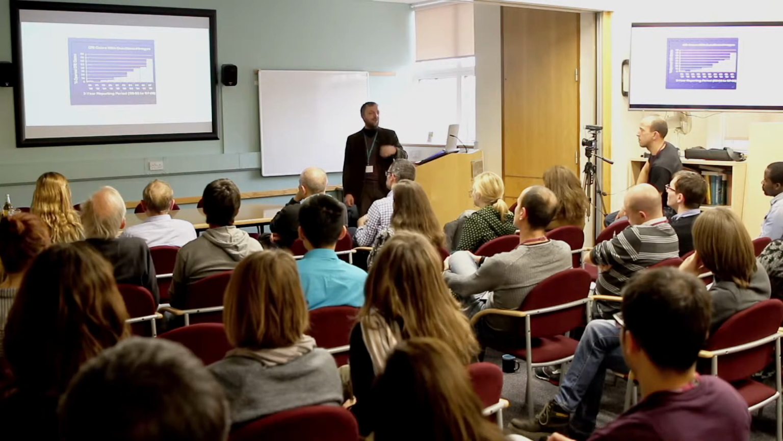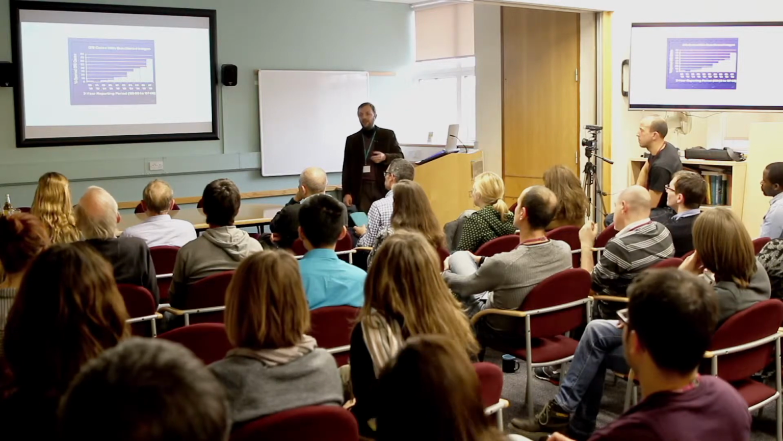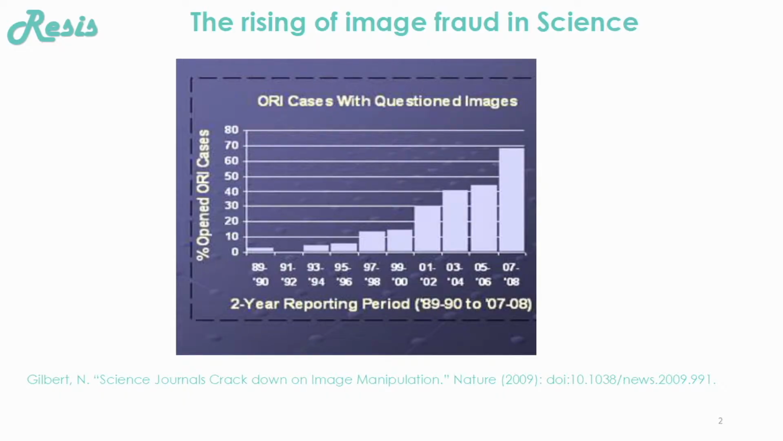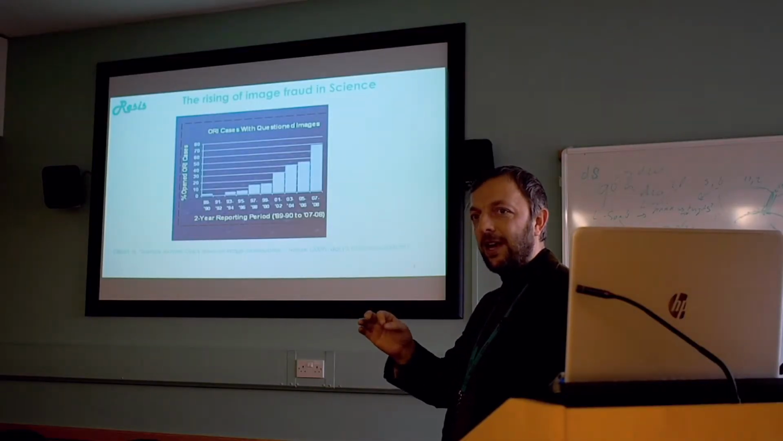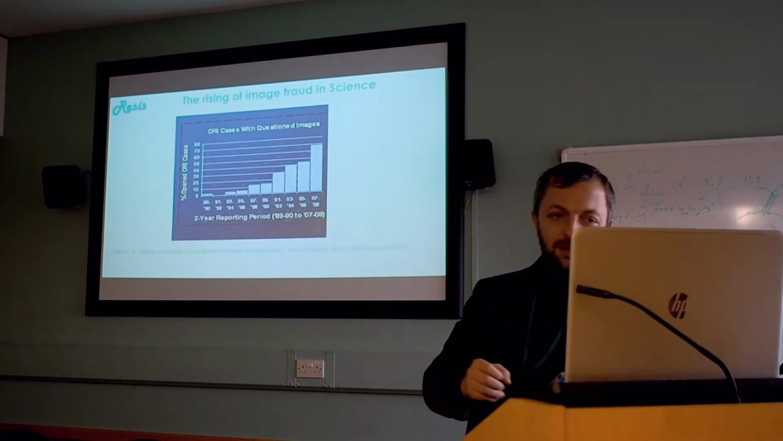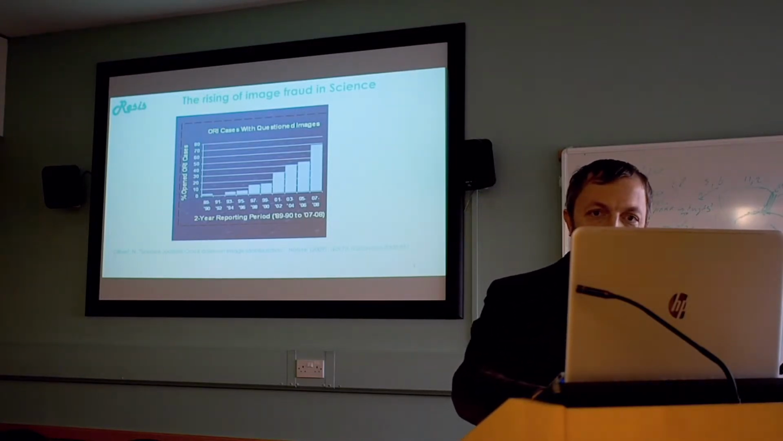data manipulation which is rising, which is image manipulation. Already in 2008, 70% of fraud cases declared fraud by the Office for Research Integrity in the US were due to and involved some form of image manipulation. Everything started with digital image manipulation, which is the subject of my talk now.